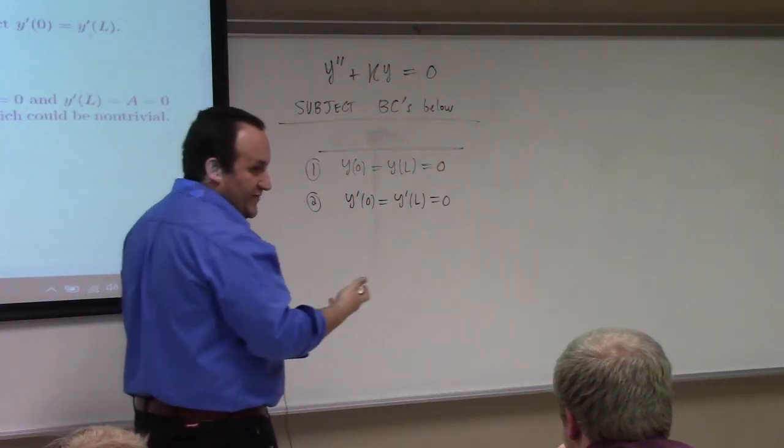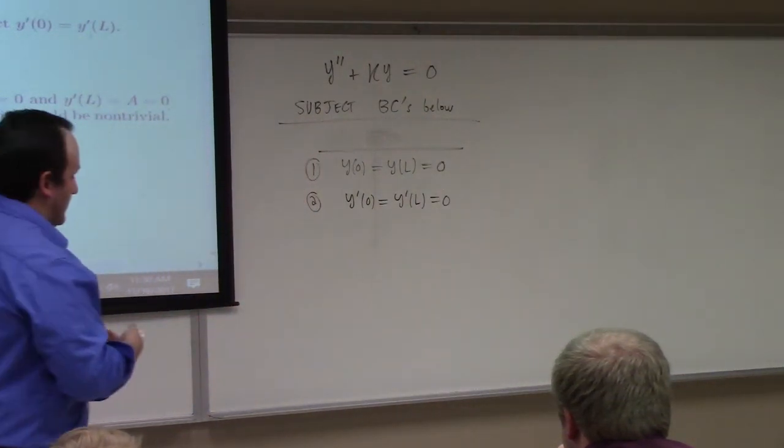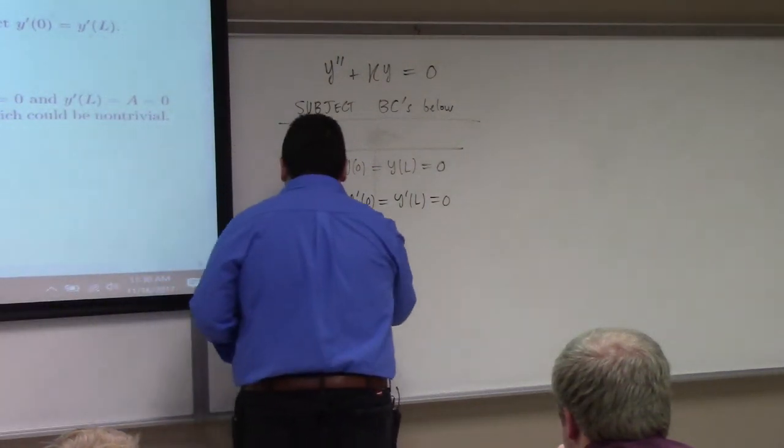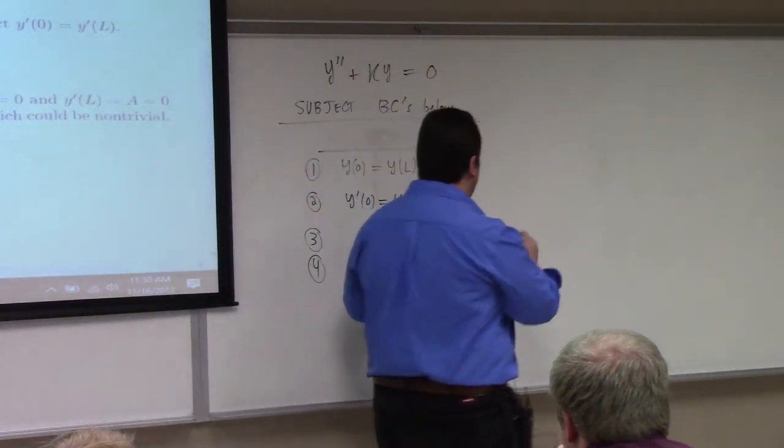That's the second proposition in my chapter, chapter 8. 3 and 4, what are the other possibilities? These are called homogeneous boundary conditions.